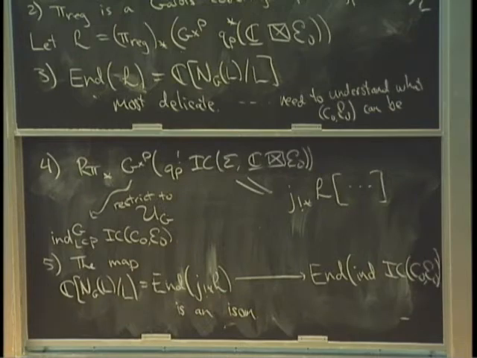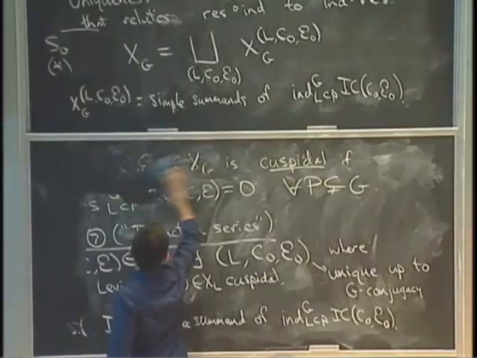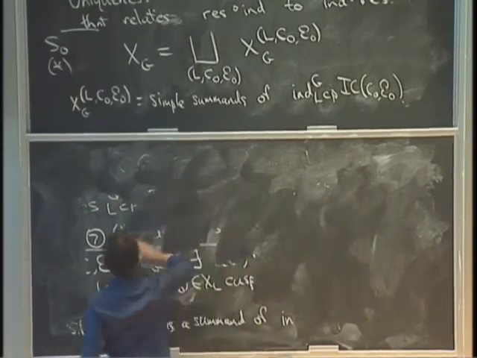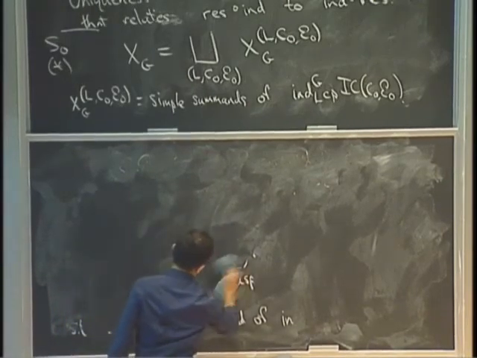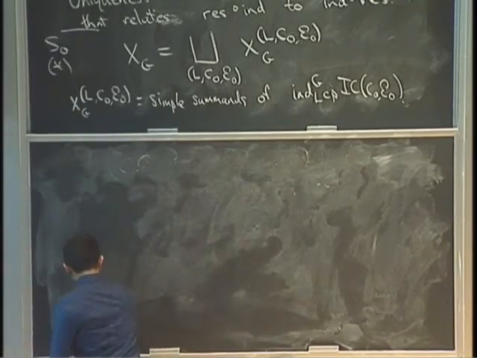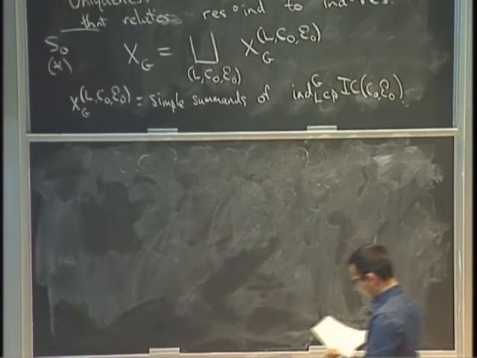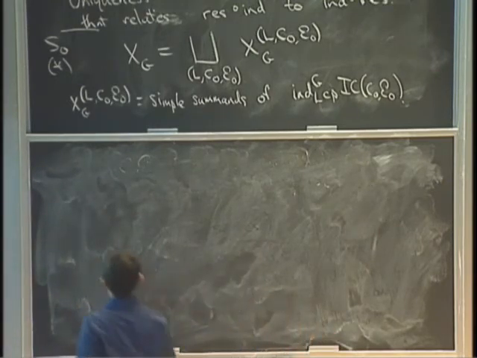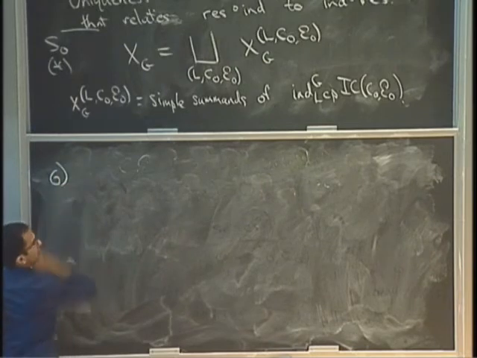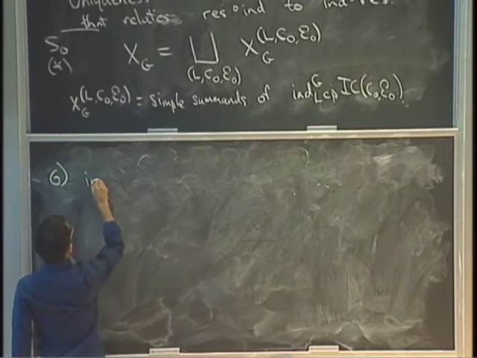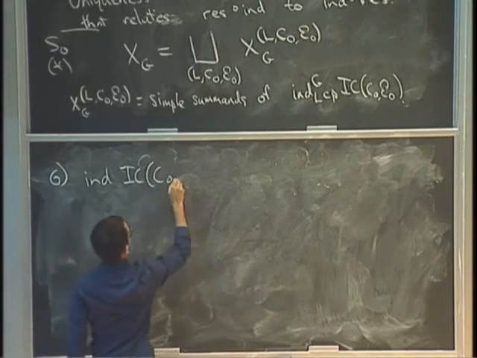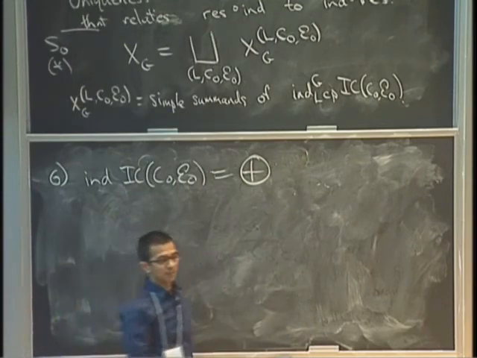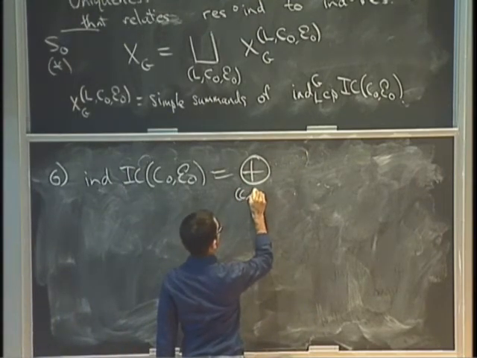So the very last step is identical to something we did yesterday. Let's see. So what step are we on? 5. Okay. So step 6 is the induced thing. Well, it's semi-simple. So it's a direct sum of simple perverse sheaves labeled by multiplicity spaces.